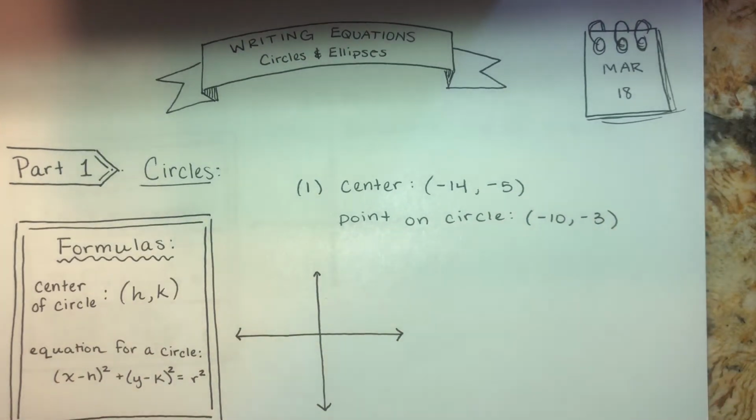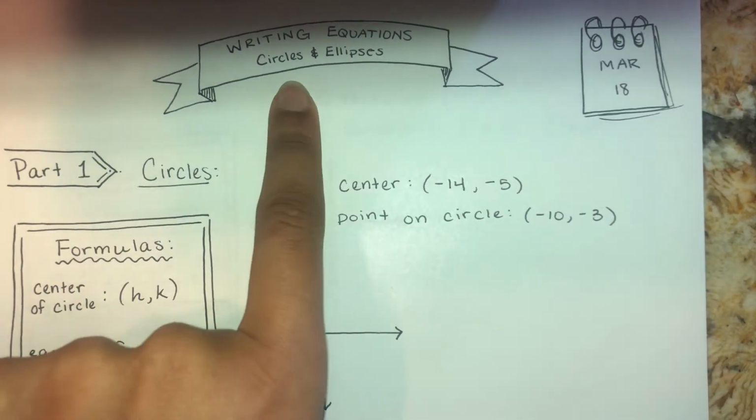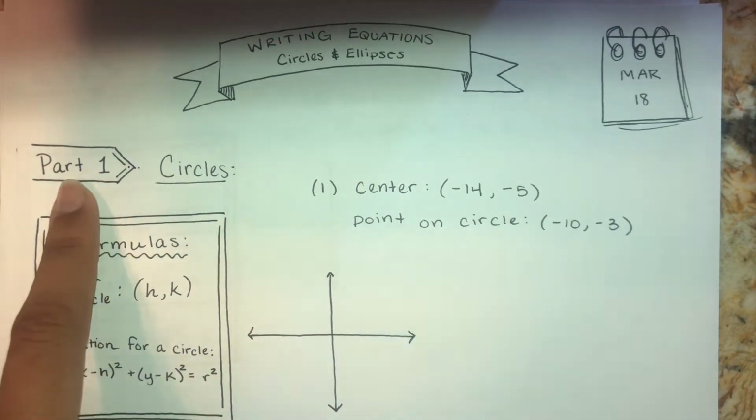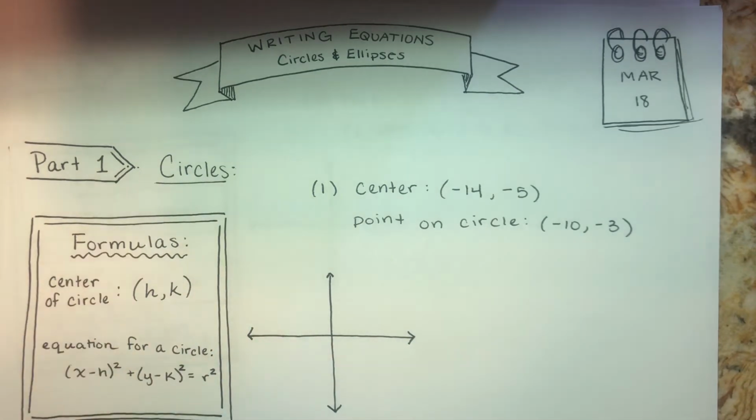Okay, all right. You need this title header, date. These are your formulas. This is part 1 of 2. We're starting with circles. You can pause the video if you need to copy this down. This is going to be part of your notebook test grade, so pause this if you need to.